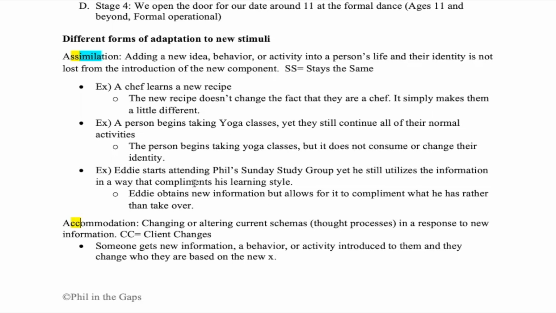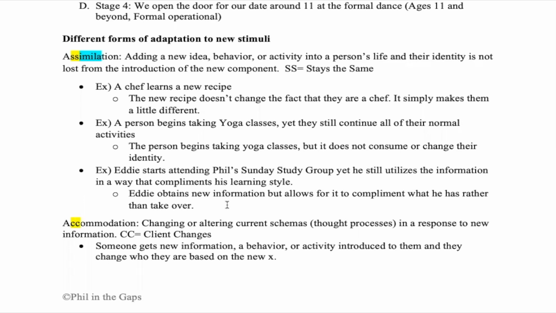So if we utilize the examples we have right now, chef learns a new recipe, this is where somebody would stop doing seafood and entirely become a burger type chef. They're like, you know what? I'm now going to be a different chef. Or, I'm now going to own different restaurants. Or, I no longer want to be a chef because I started taking yoga classes and now I'm going to be a yoga instructor. Or, I'm starting to attend Phil study groups, and now that is the only thing that I'm particularly going to use based on the fact that it works better for me. So the individual changes their life based on something new that was introduced to them.